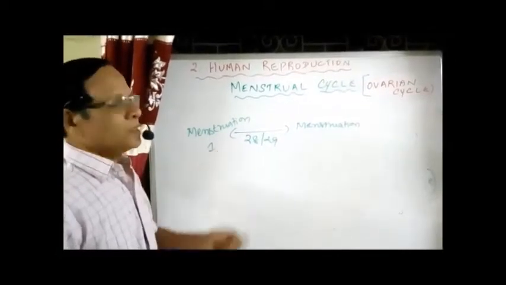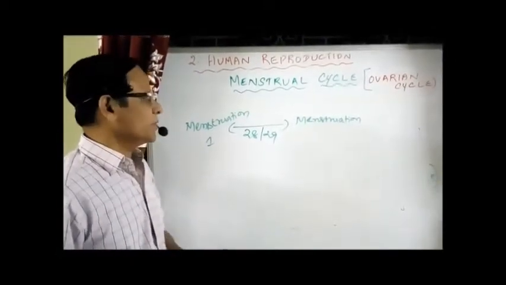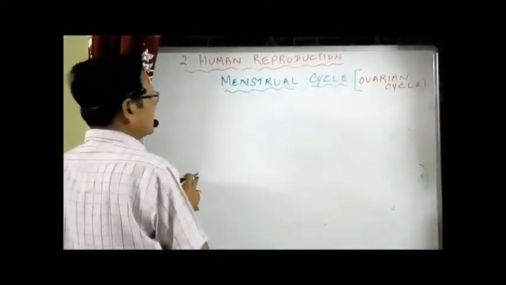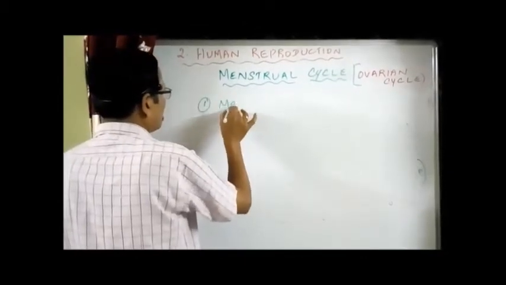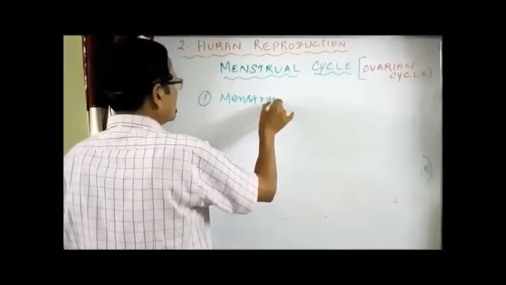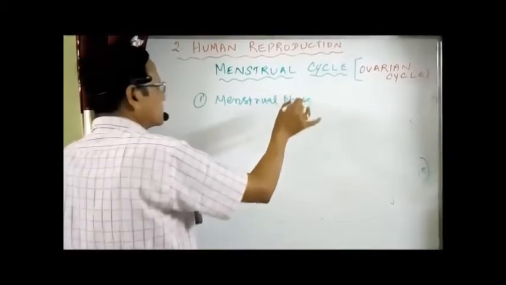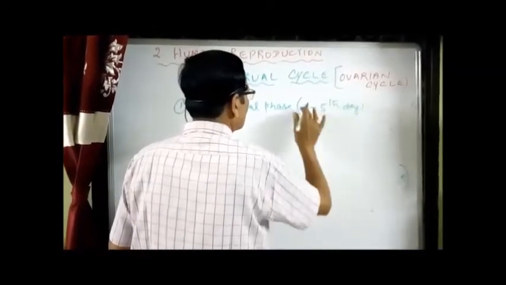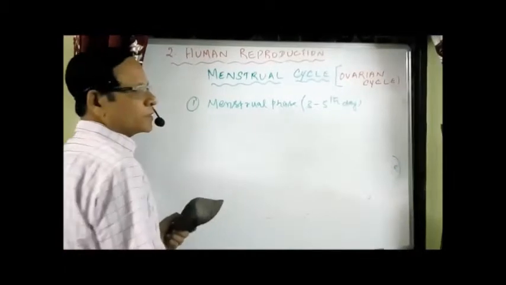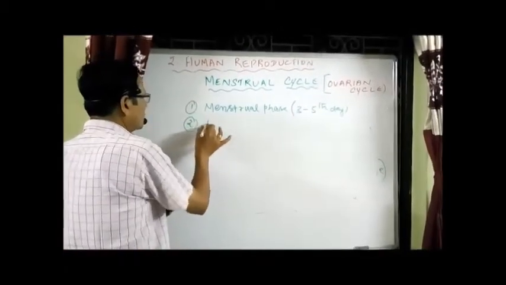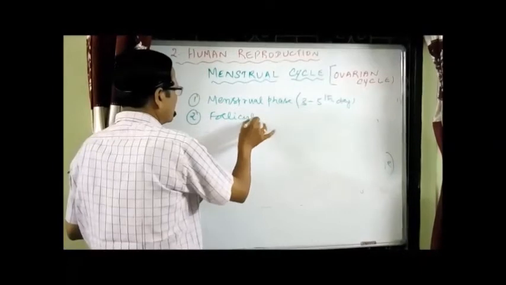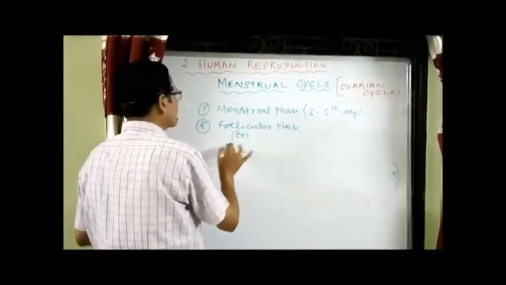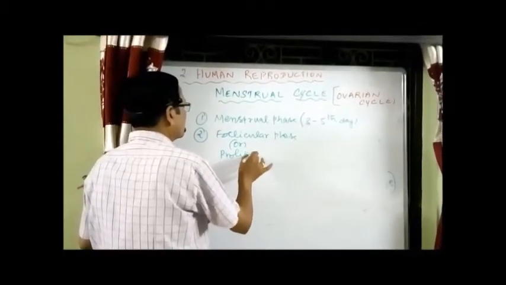Now, for convenience the menstrual cycle is divided into 4 stages. What are the 4 stages of the menstrual cycle? Number 1, the menstrual phase, about the 1st to 5th day; normally 1 to 5th day, but in the book it is given as 3 to 5 days. Then the second one, the follicular phase, also called the proliferative phase.